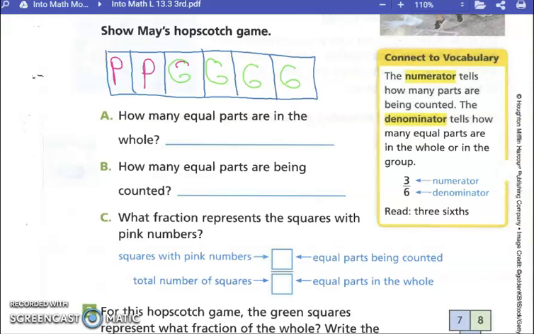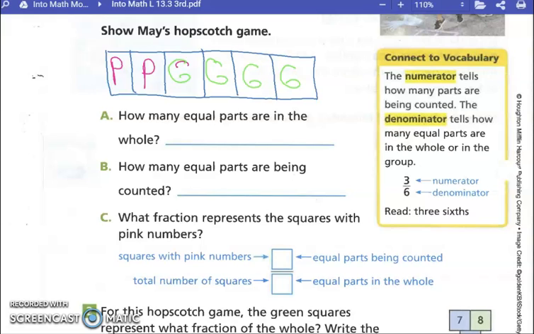Okay, let's look at our vocabulary. The numerator, everybody say that word. Numerator tells how many parts are being counted. So that's what they're asking us about. Like on our first one, it said how many parts were yellow. That was the numerator. The denominator, everybody say it. Tells how many equal parts are in the whole or in the group. So in this fraction, 3 is the numerator and 6 is the denominator. And we read it 3 sixths.